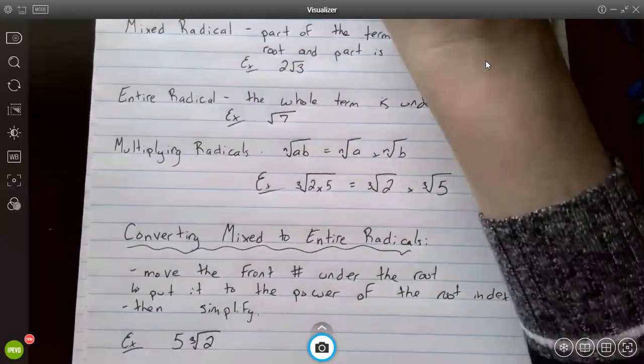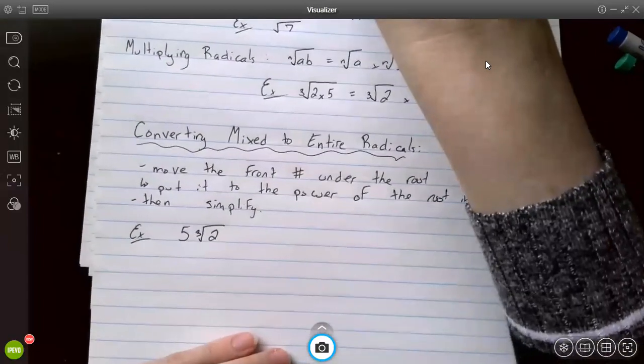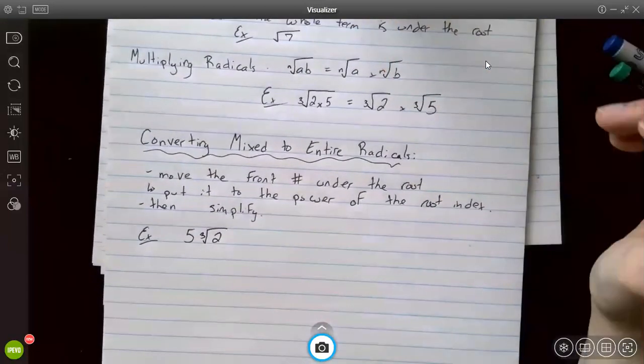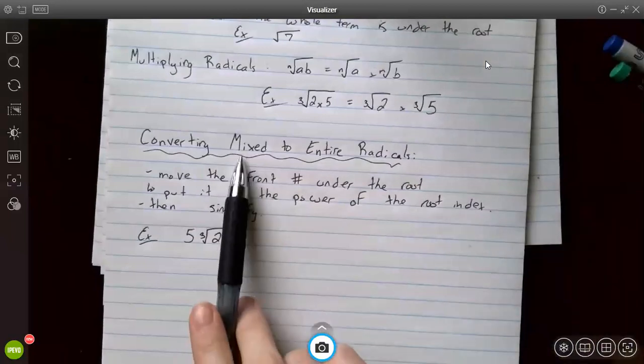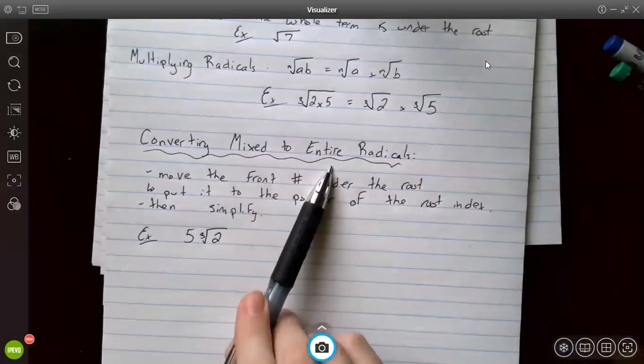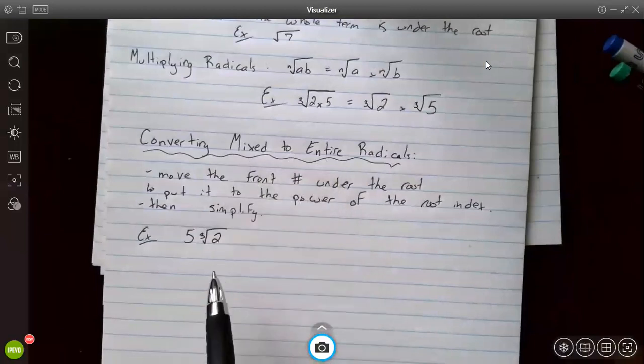Okay, so what we're going to be getting into today is how to convert between mixed and entire radicals. So we'll start going in this direction from a mixed to an entire radical, and then we'll go the other way from an entire to a mixed radical.